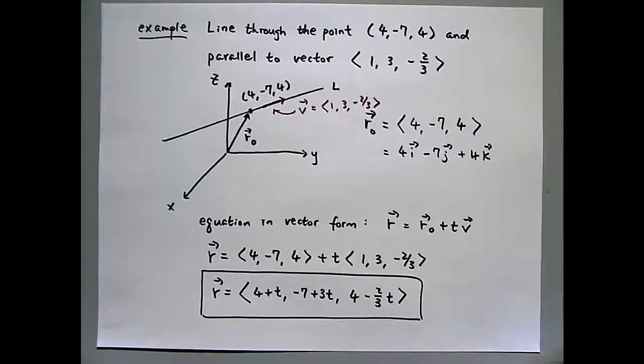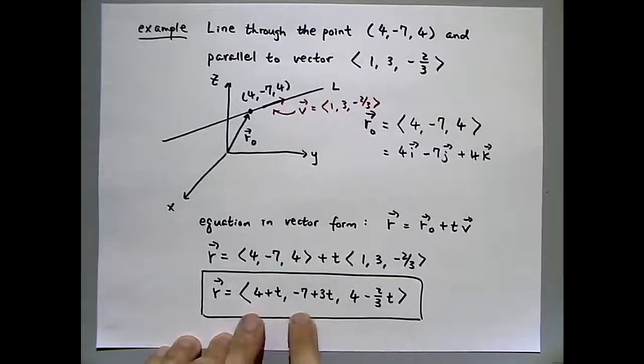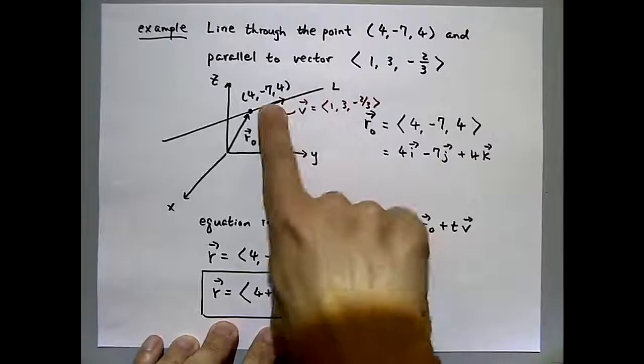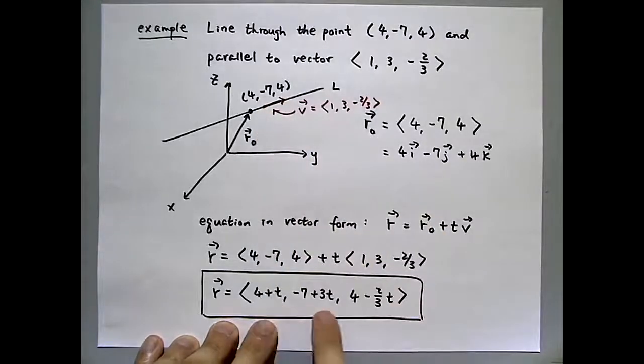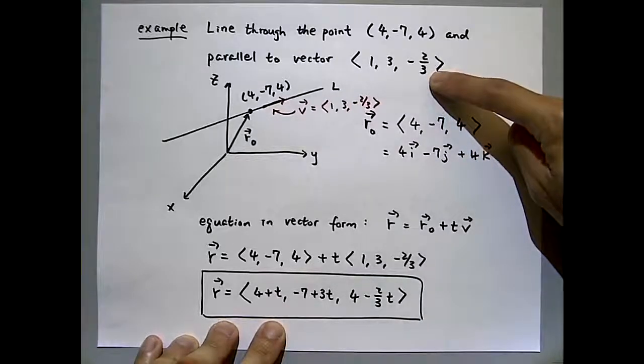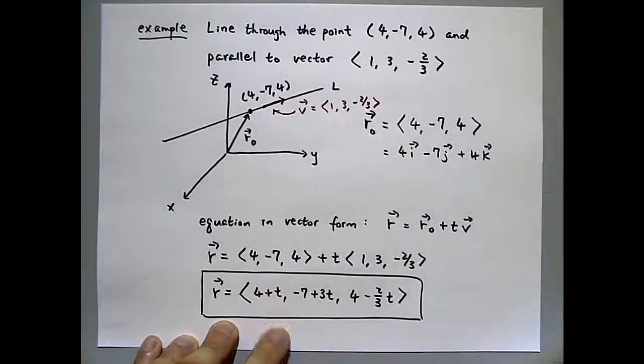So notice that if you're given this equation here, looking at the numbers that don't have any t attached to them tells you that one point that you know, 4, minus 7, 4. That's that one point. And the coefficients of t in each place is the direction of the line. Essentially the slope in each direction. Does that make sense? Questions on this form here? Good. So that's the vector form.